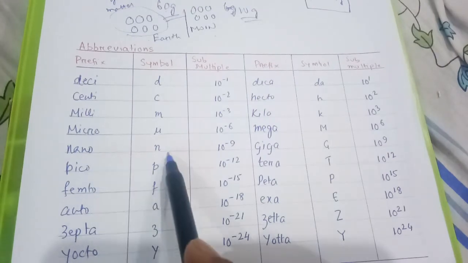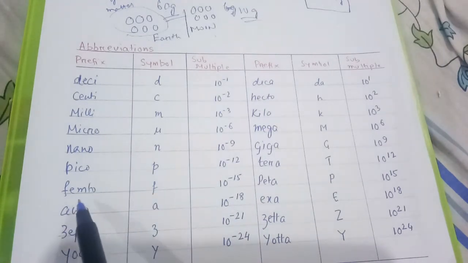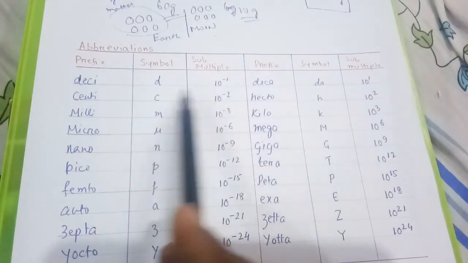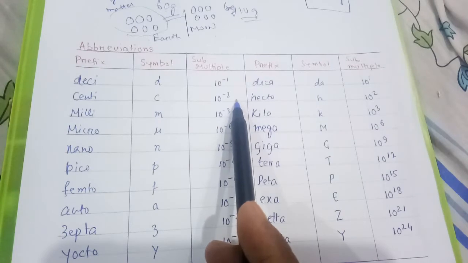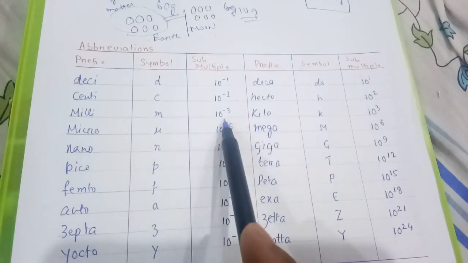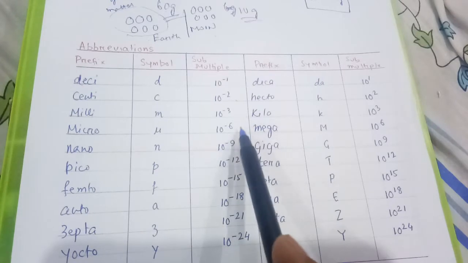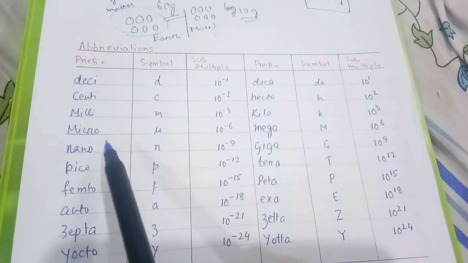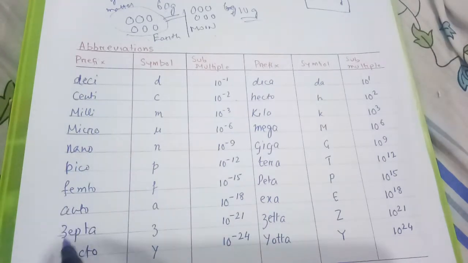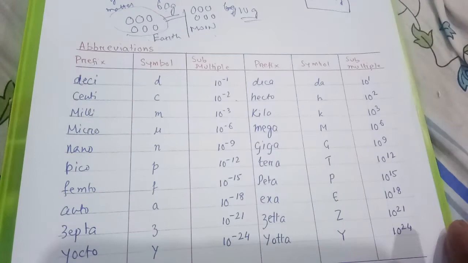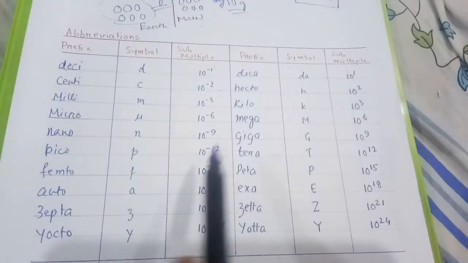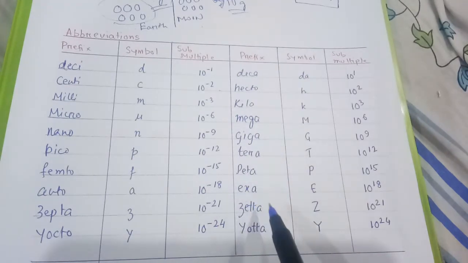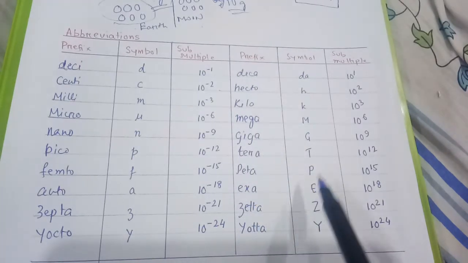Nano means n, 10 to the power -9. Then pico means -12. You just remember, deci 10 to the power -1, centi 10 to the power -2, milli 10 to the power -3, then multiples of 3: 3, 6, 9, 12, 15, 18, 21, 24. So deci, centi, milli, micro, nano, pico, femto, atto, zepto, yocto. This part you have to remember, and multiples also you try to remember. Then deca, hecto, kilo, mega, giga, tera, peta, exa, zetta, yotta.